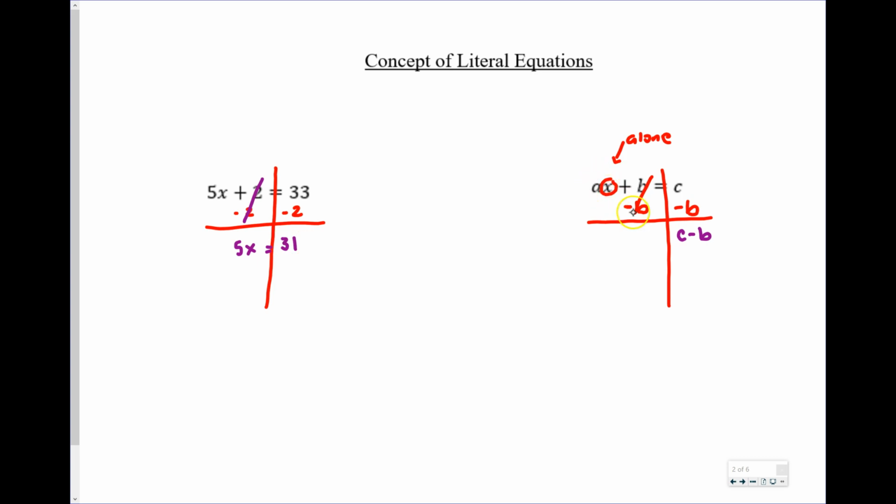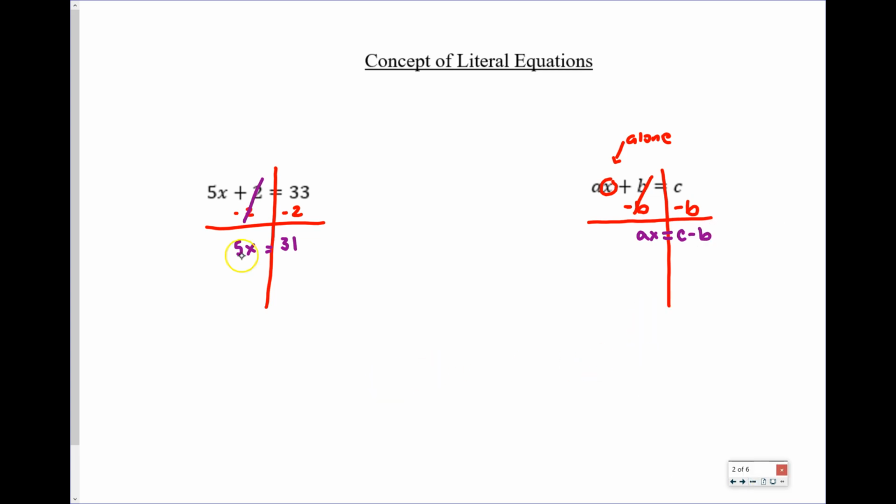Now here on this equation, I'm just going to bring the ax down. So ax now equals c minus b. It's the same thing: instead of 5x, it's ax, and instead of 31, I have to just write down the c minus b.